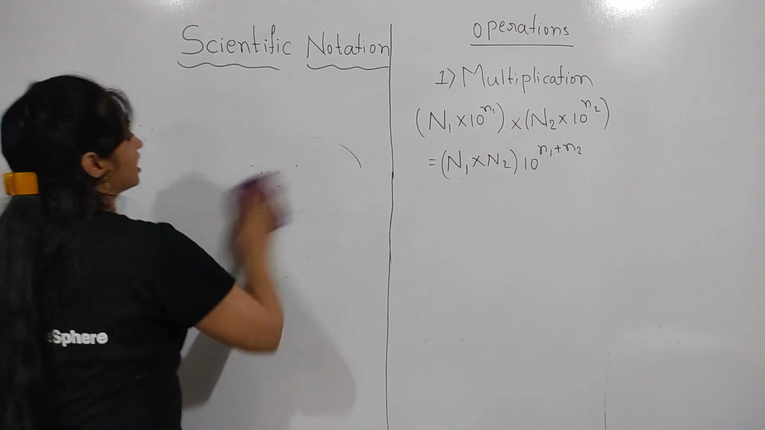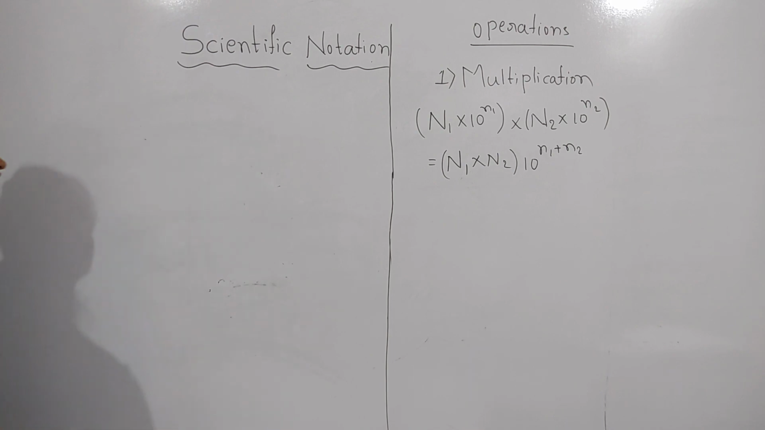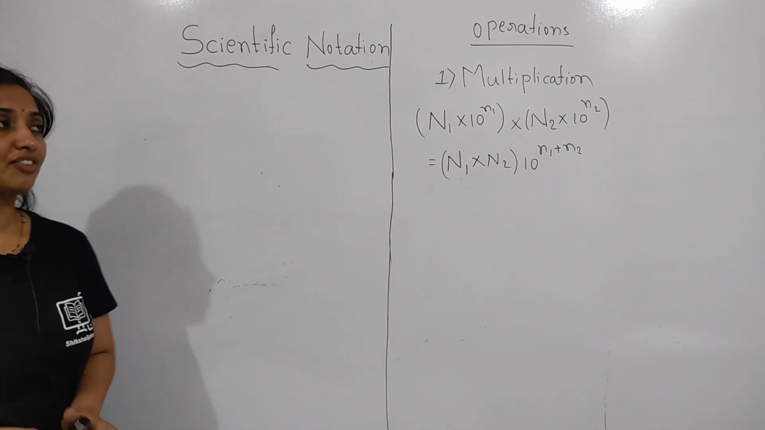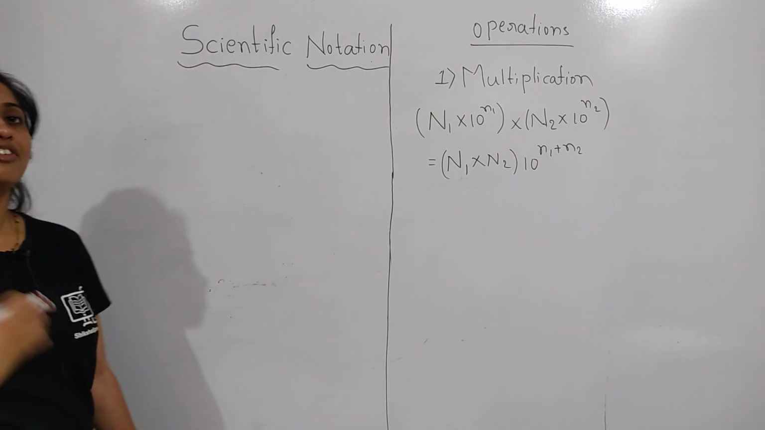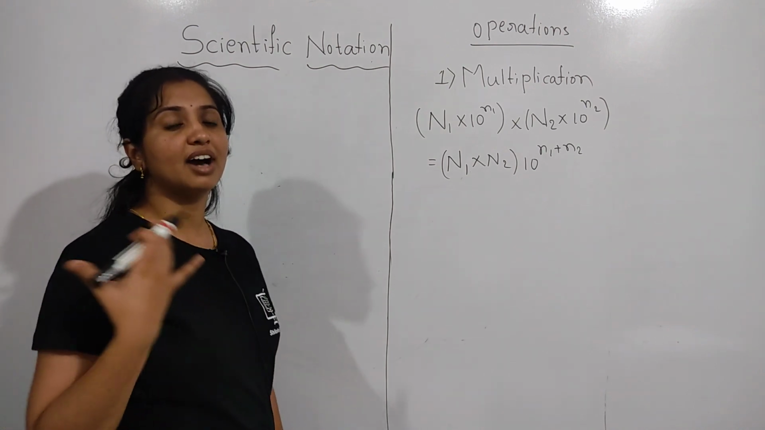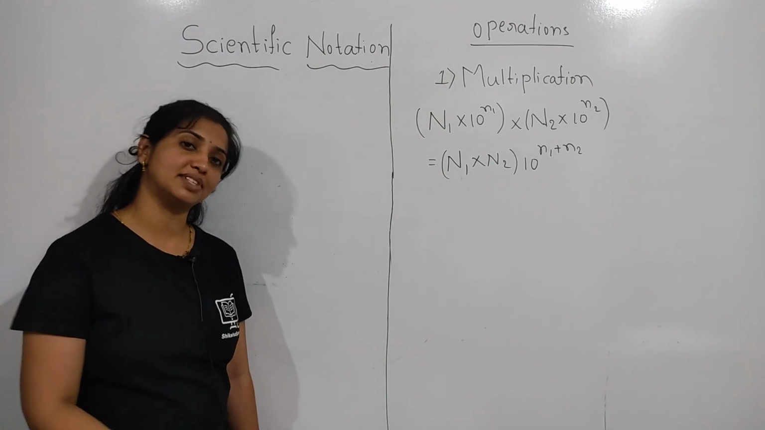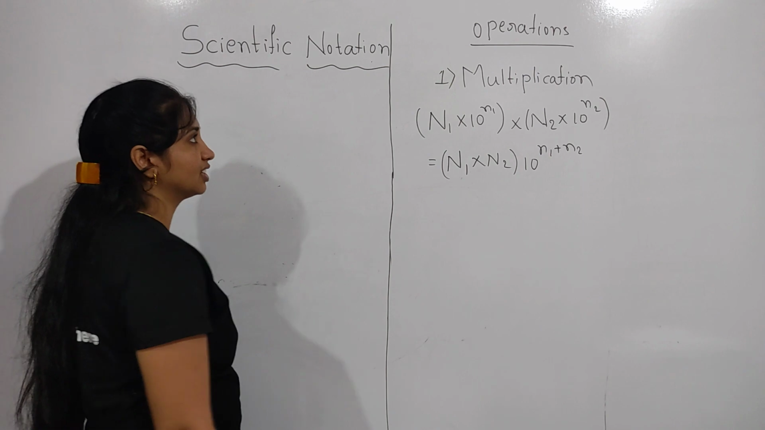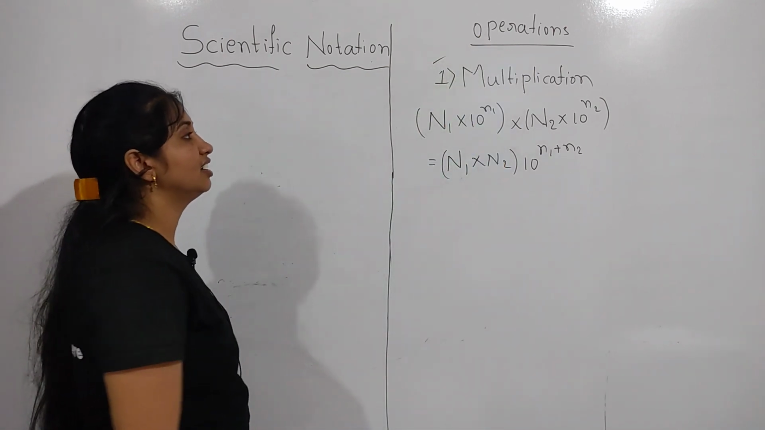And next, in scientific notation, we have mathematical operations. In multiplication, how do you multiply scientific notation numbers, how do you divide the numbers, how do you add the numbers, and how do you subtract numbers with scientific notation? The first operation is multiplication here.